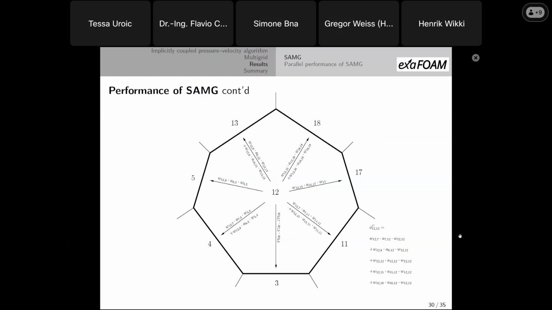This was only a comment that by SAMG, as you go to coarser levels and you compare to geometric multigrid, you obtain polyhedral cells if you start from tetrahedral or hexahedral, but it's not as important, so we can skip to the next one.